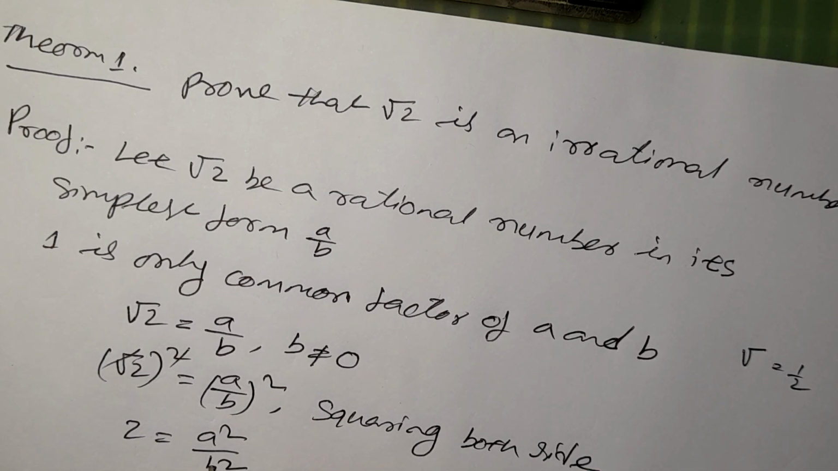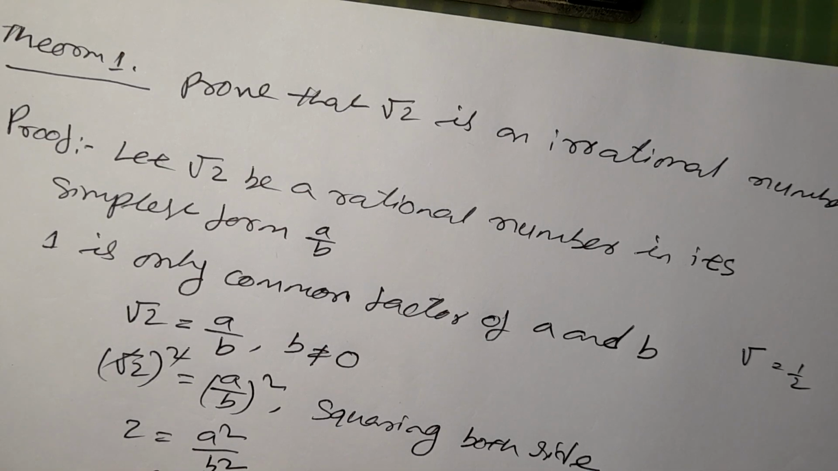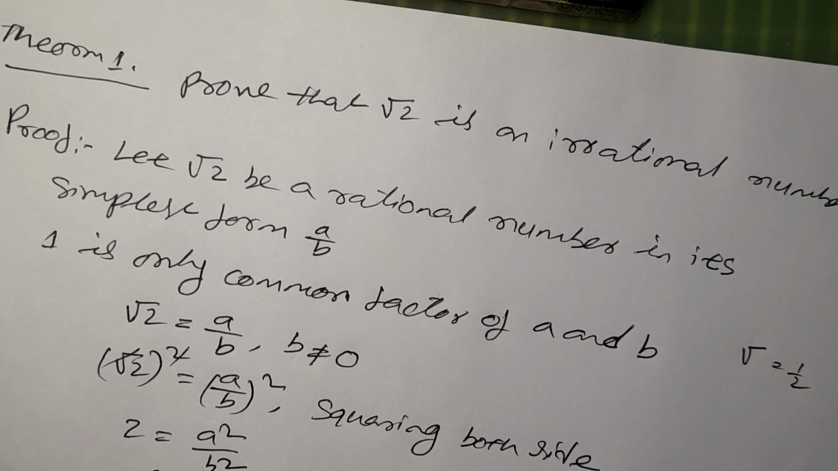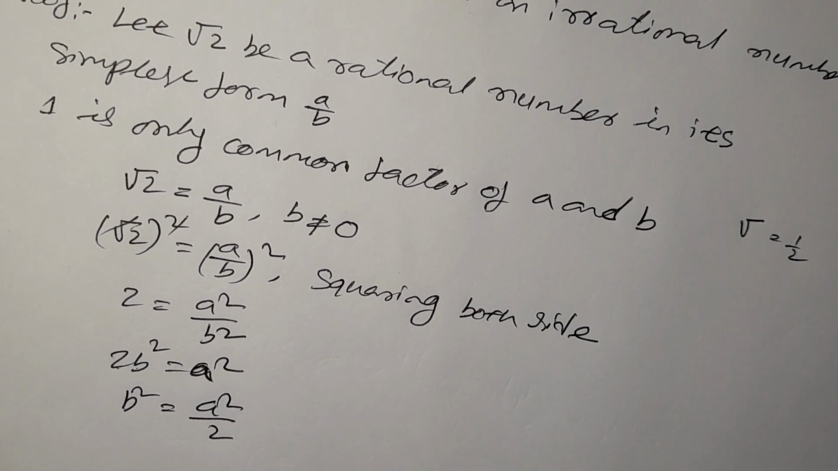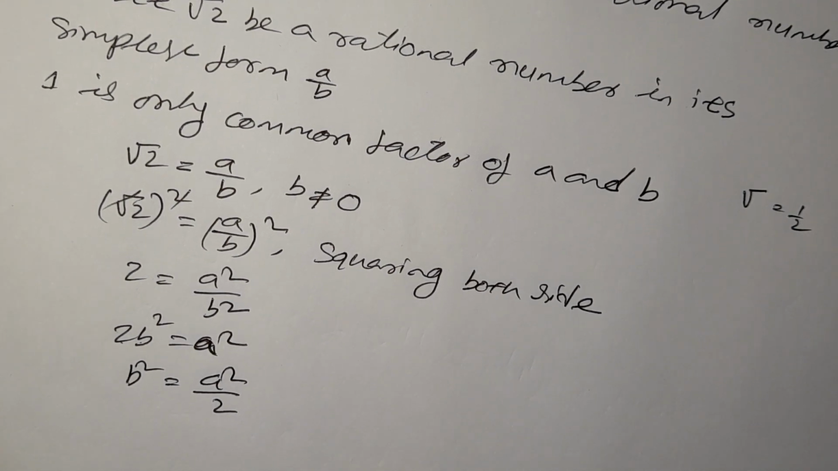Now bring the b square to this side. Since it is divide, it will be multiplied, so it will be 2b square equal to a square. Now this number is divisible by 2, therefore this also is divisible by 2. Since 2 is there, if you face a problem, you can take the 2 to that side for easy remembering, so it will be a square by b square.